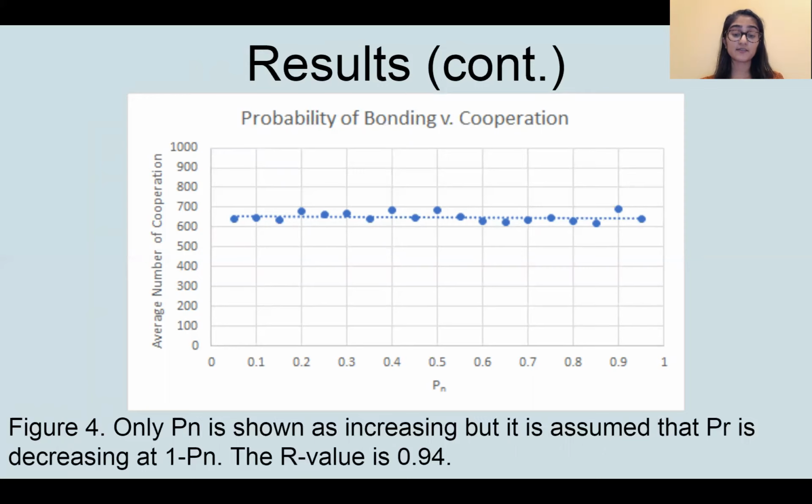The x-axis of this graph shows Pn as it increases. It's assumed that as Pn is increasing, Pr is decreasing at 1 minus Pn. The y-axis is the average number of cooperation for the trials. The graph shows a strong correlation between the two variables as well.